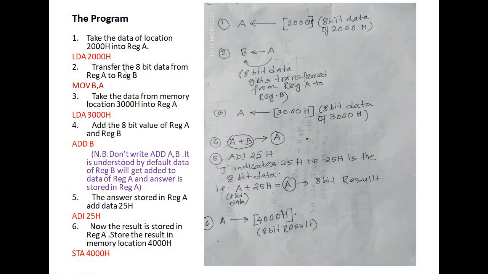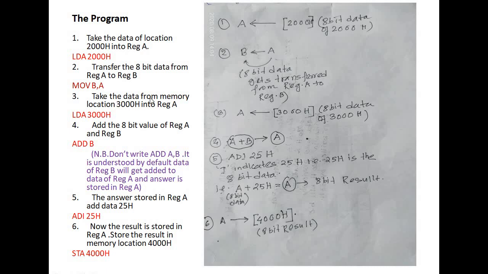Second step, transfer the 8-bit data from register A to register B. Whatever data was there in register A will now be copied to register B. So what will be the instruction used? MOV B, A. So the data of A will be copied to register B. Okay, so the second step is also over.